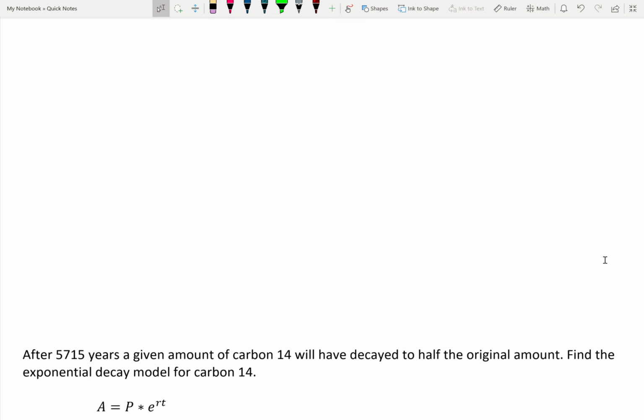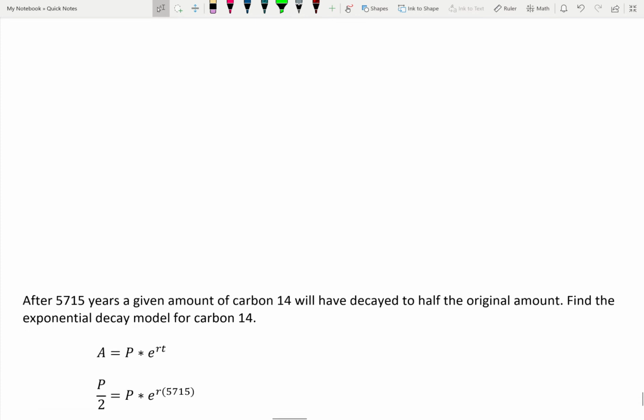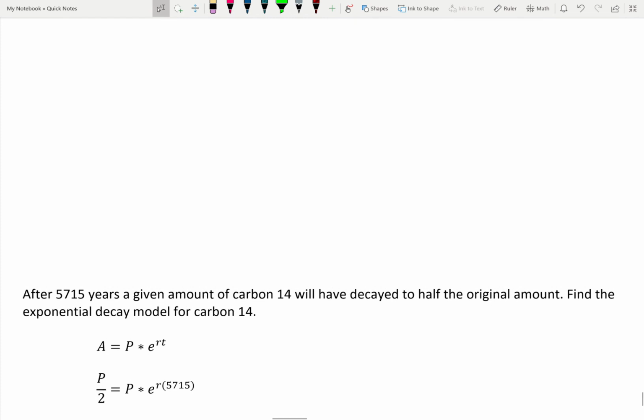So they want us to find the exponential decay model. So this A equals Pe^(rt). Well, that is the exponential model, but without the variables filled in. So we know we have to use this formula, A equals Pe^(rt). So what we're going to do now is fill in the things that are given to us, okay? I'm going to go ahead and fill in t, because we know how many years have passed. 5,715. So that's t right here.